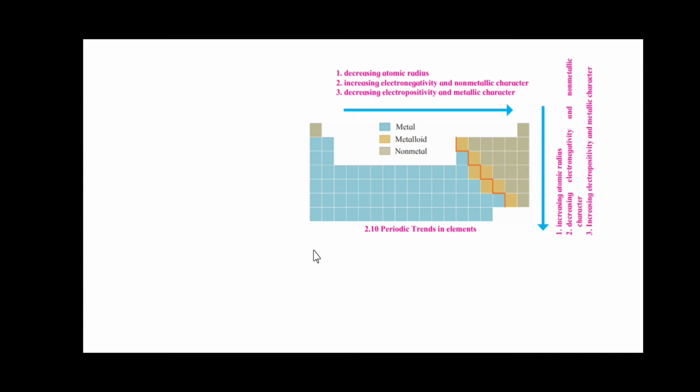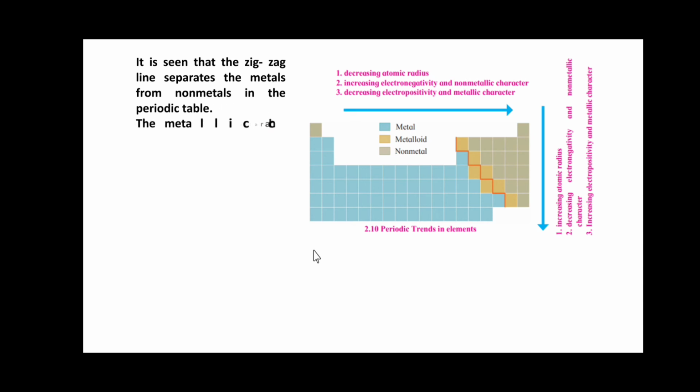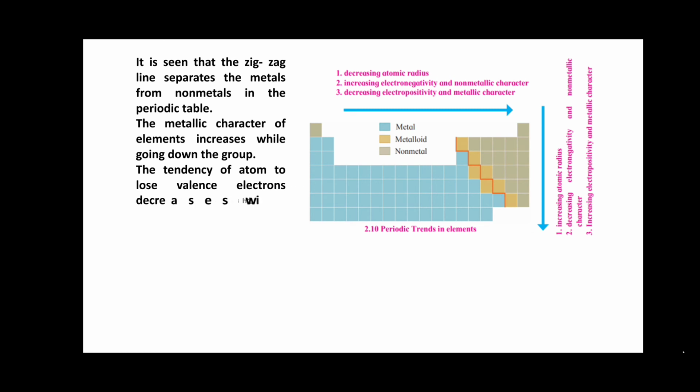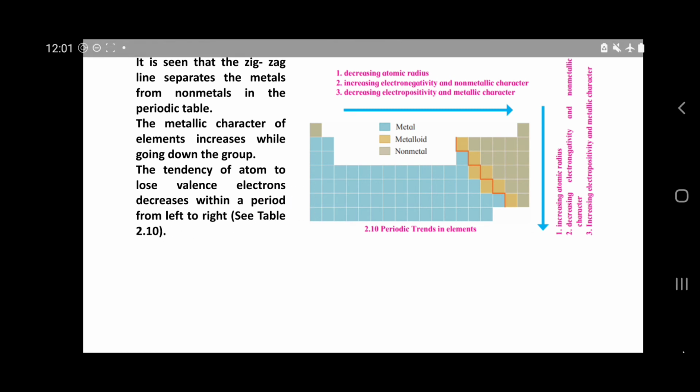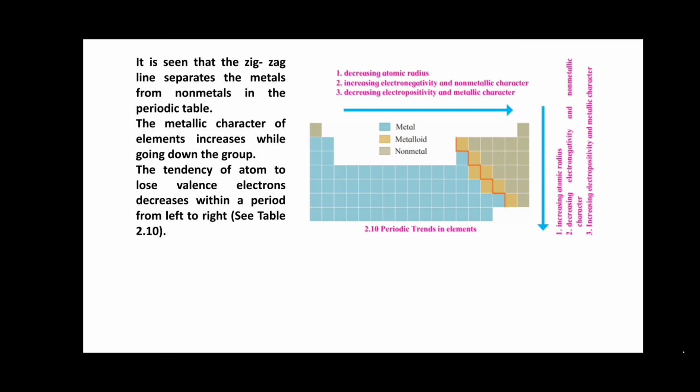Friends, it is seen that in this case the zigzag line separates the metals from the non-metals in the periodic table. You could see the zigzag line. Elements appear to have been arranged in such a way that metals are on the left side of this line, non-metals on the right side, and the metalloids are along the border of this line. How did this happen? Let us compare the characteristic chemical properties of the metals and non-metals.